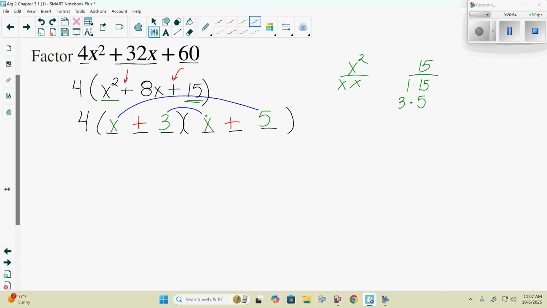And again, I'm still going to check the outer and inner. Because x times x is still x squared. 3 times 5 is still 15. Here, x times positive 5 is going to be positive 5x. Positive 3 times positive x is going to be positive 3x. And 5x plus 3x gives us 8x, because that's the middle term we wanted. So these are the correct factors.